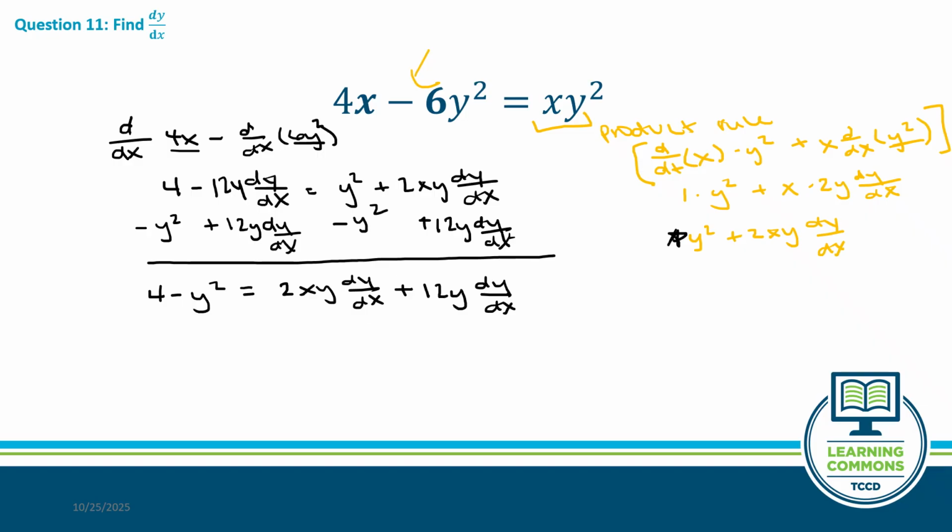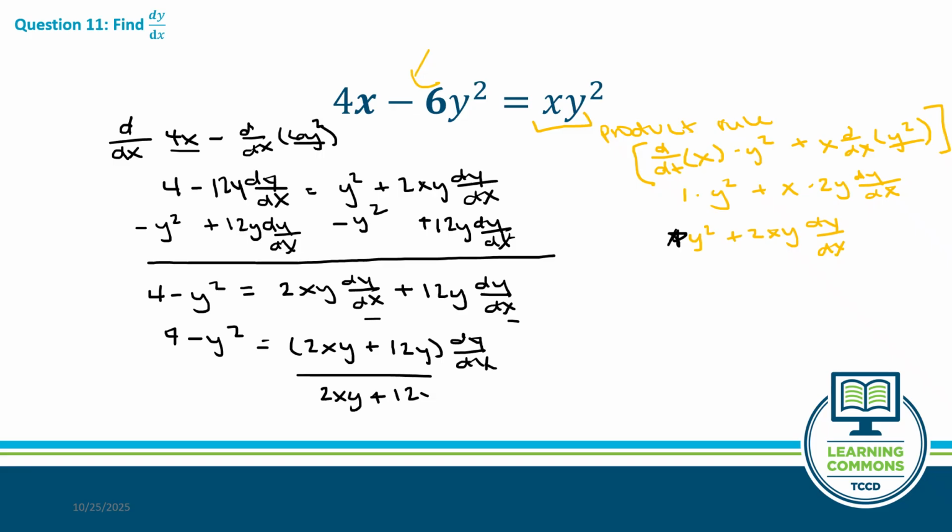Okay, I can pull out dy/dx since it's on both of them. 4 minus y squared equals 2xy plus 12y dy/dx. Again, I'm going to divide by this on both sides, so I want dy/dx just to say something.